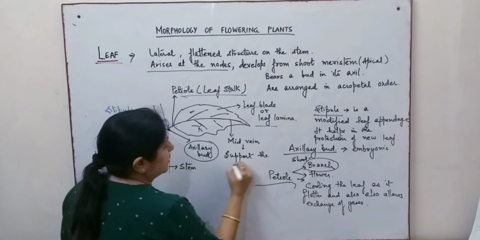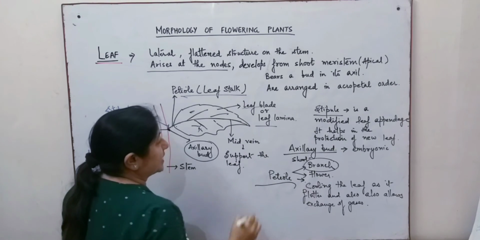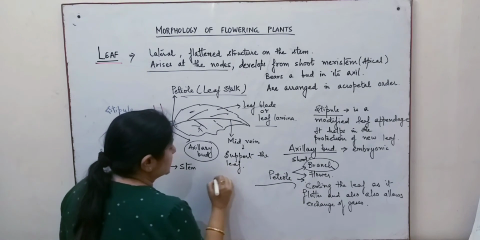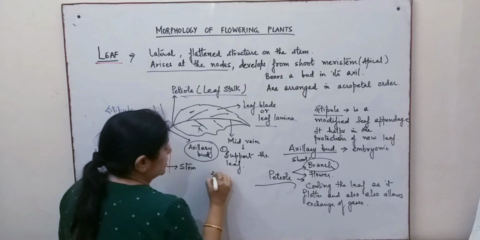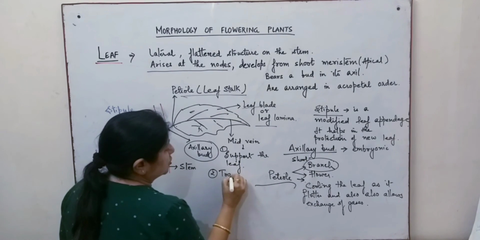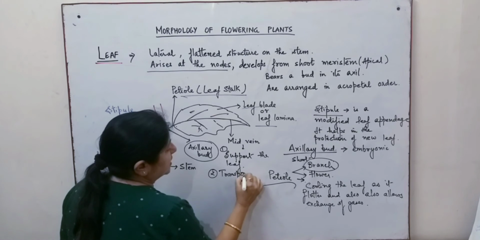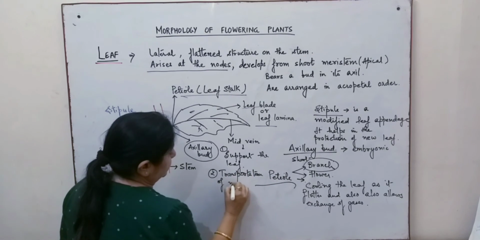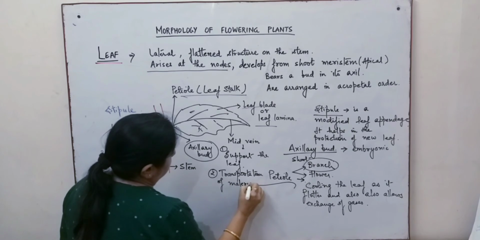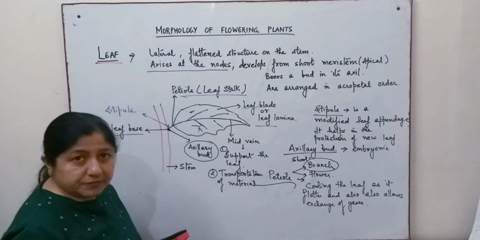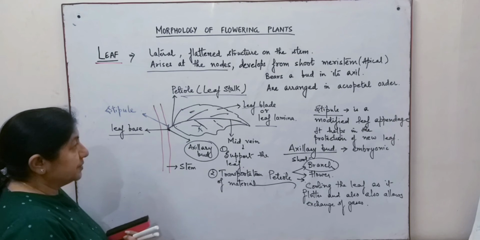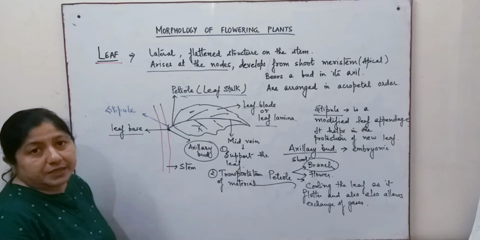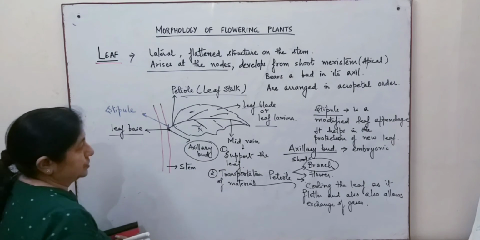They support the leaf. At the same time, they help in the transportation of material within the leaf and from the leaf. So here the mid vein is performing these two major functions.